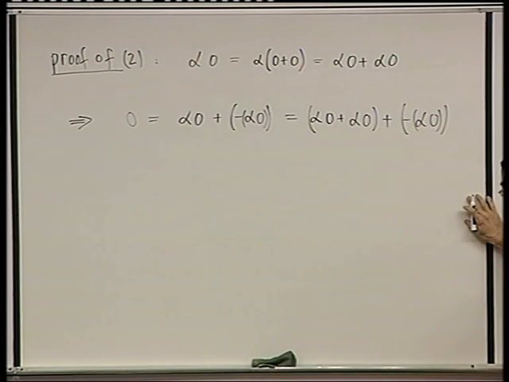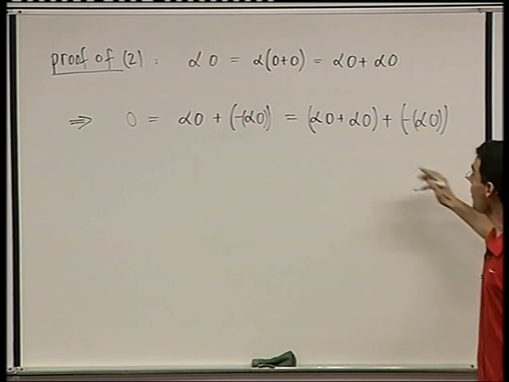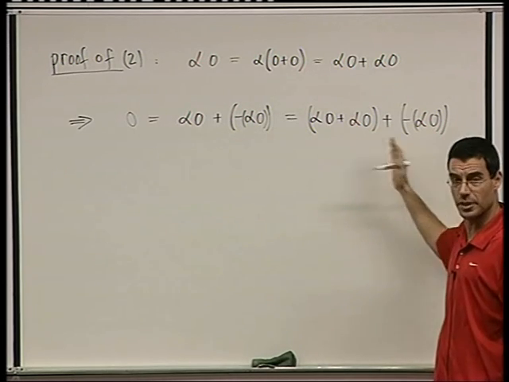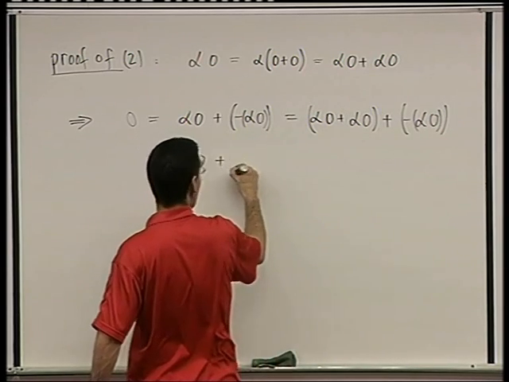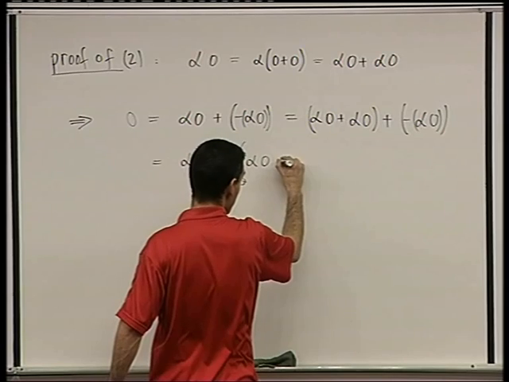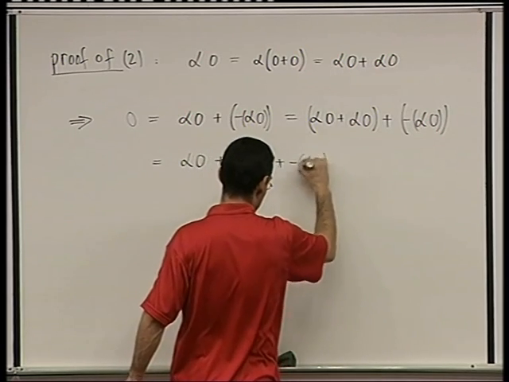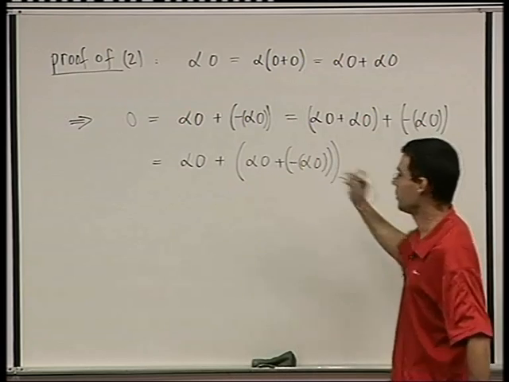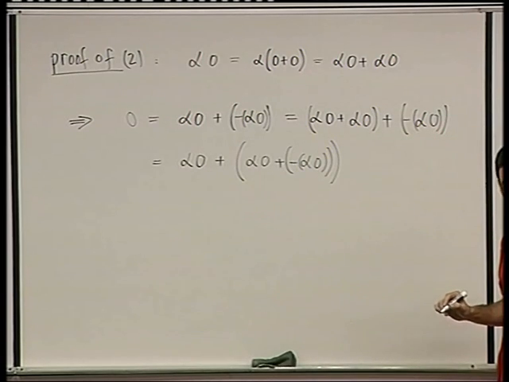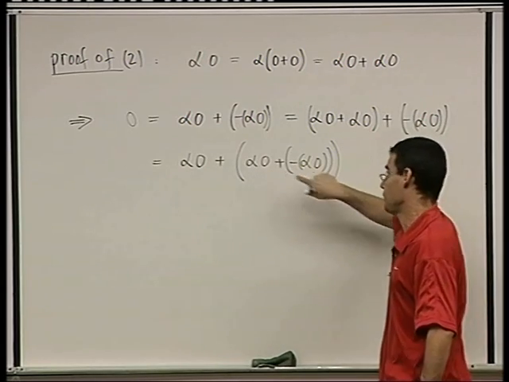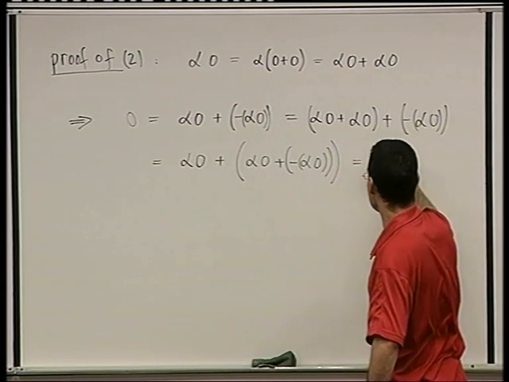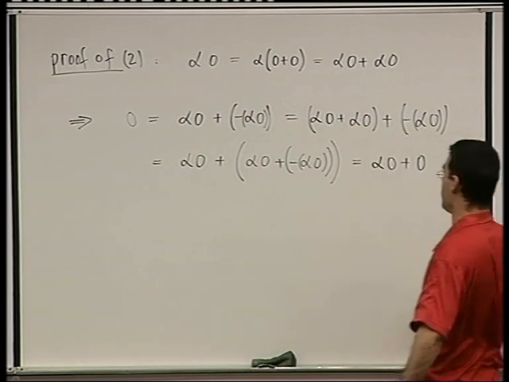Do you agree? Okay? Now I'm going to use the associativity law for addition. So instead of writing like this, I'm going to write alpha times 0 plus alpha times 0 plus minus alpha times 0. Here I used associativity of addition, which is part of being an abelian group, part of being a group. Okay? And what is this now? 0. It's an element plus its additive inverse. So this just equals alpha times 0 plus 0.